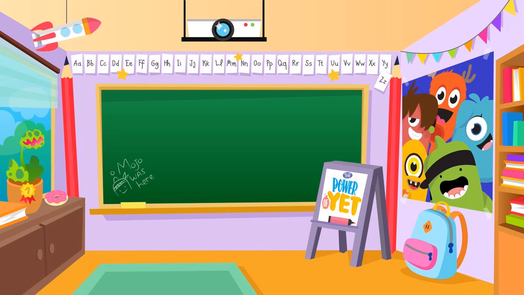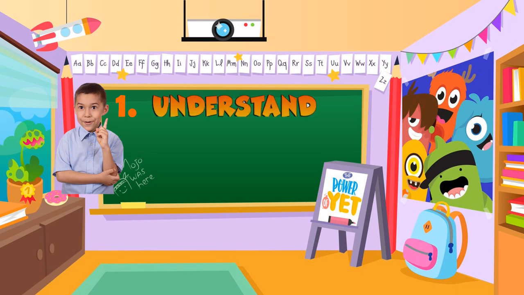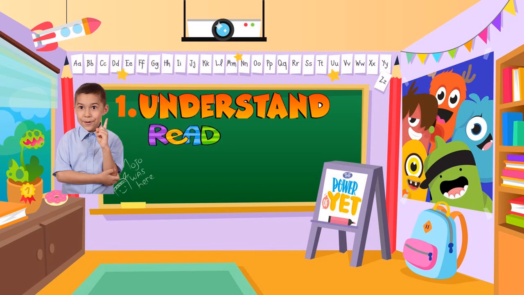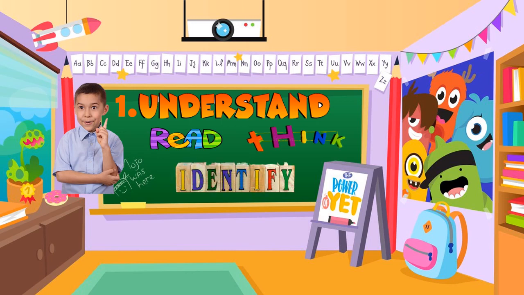In mathematics, there are steps to be followed to solve mathematical problems. Step 1, you have to understand. Now, how are you going to understand? You have to read, and read until you get what the problem is all about. Next, you have to think. Analyze what is needed to find. And then, identify the important things mentioned in the statement.